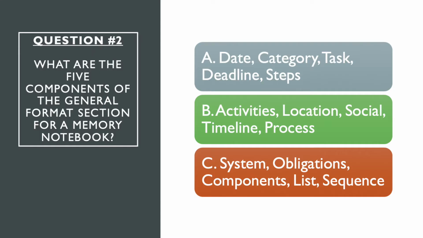Question number 2. What are the 5 components of the general section for a memory notebook? Is it A, date, category, task, deadline, steps, B, activities, location, social, timeline, process, or C, system, obligations, components, list, and sequence?